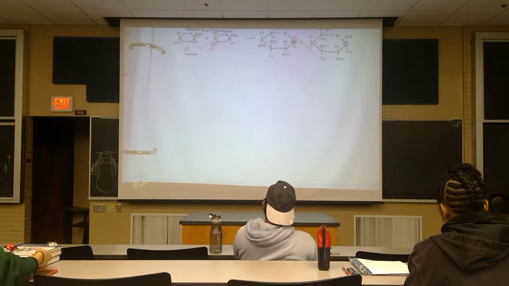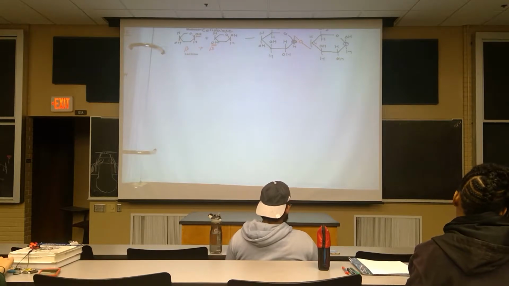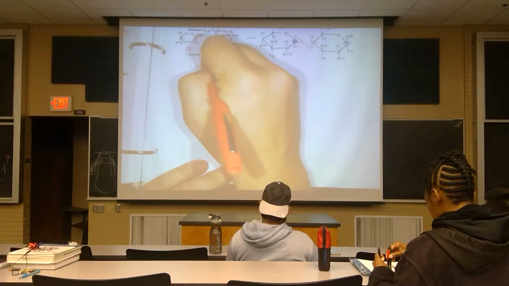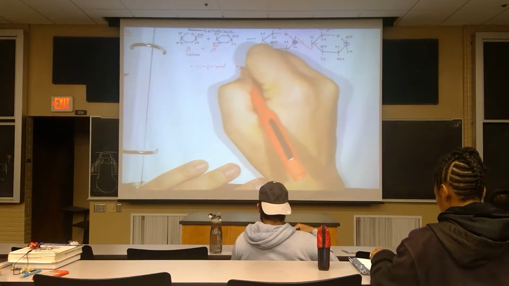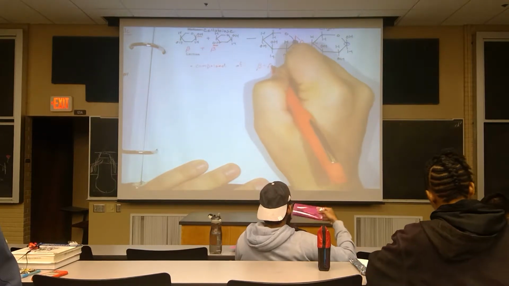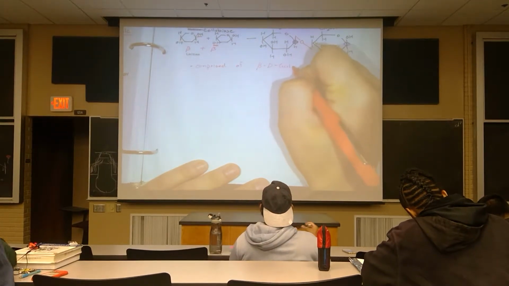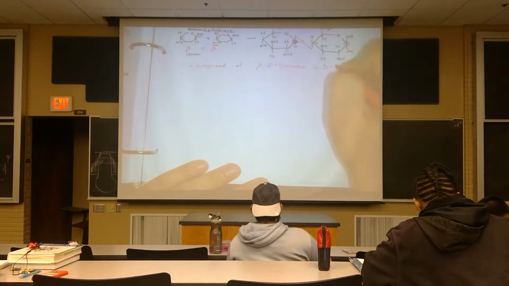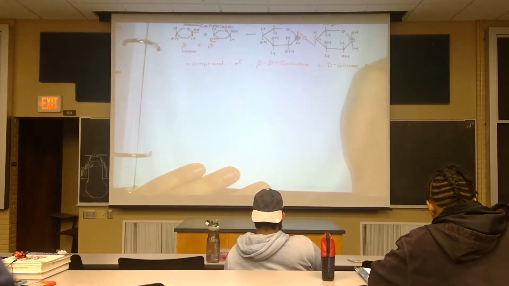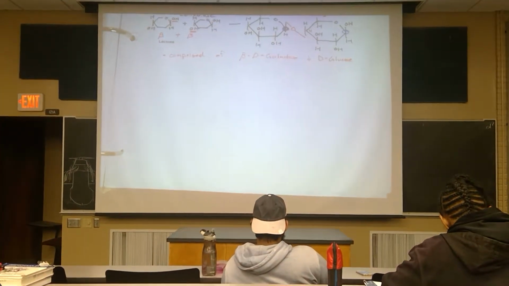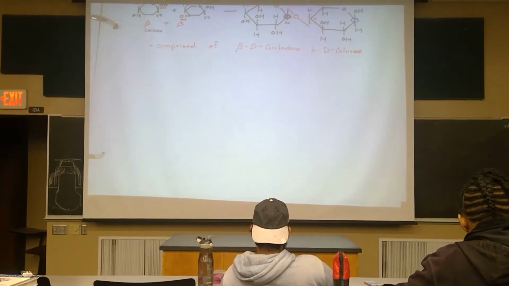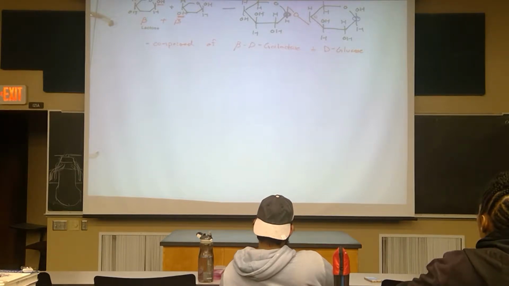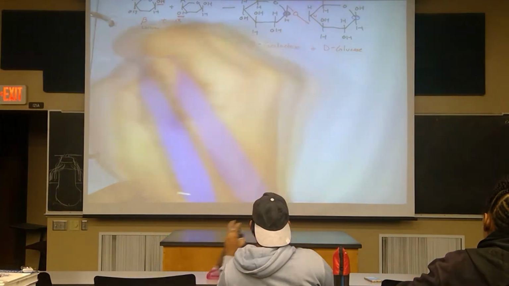Lactose. If I asked you to draw lactose, I would have to give you some information. I would have to tell you that it is comprised of beta-D-galactose, D-glucose, and I'll have the open chain form. Blue, beta-D-galactose.